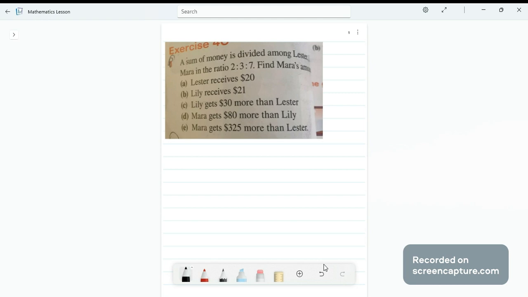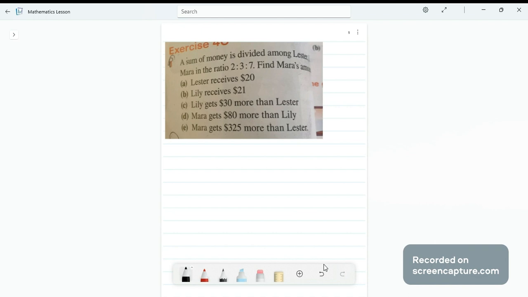In our video today, we'll be looking at this question that raised a discussion in our math class. It's a ratio type question in which it says a sum of money is divided among Lester, Lily, and Mara in the ratio of 2, 3, and 7. Find Mara's amount if A, Lester received $20, B, Lily receives $21, C, Lily gets $30 more than Lester, D, Mara gets $80 more than Lily, or E, Mara gets $325 more than Lester.